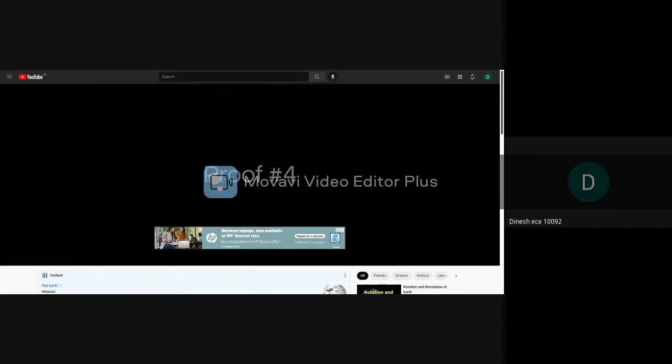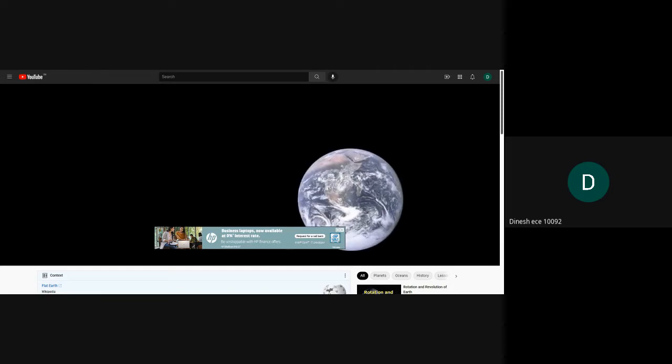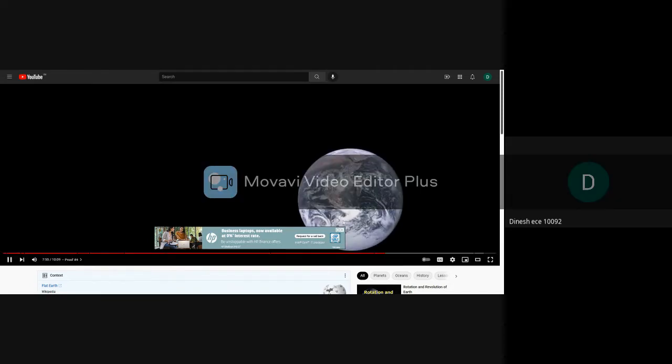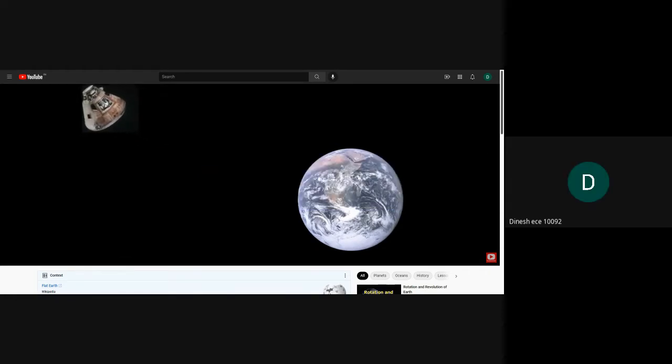One more to go. Proof number 4. And this one is really easy. Unfortunately, it's restricted to modern times. Proof number 4 involves photographs. This photograph of the Earth right here was taken way back in 1972 by the crew of the Apollo 17 mission. As they flew their way to the moon, they would eventually land there and walk on the moon, but on the way, they turned their capsule in such a way that they could photograph the Earth.